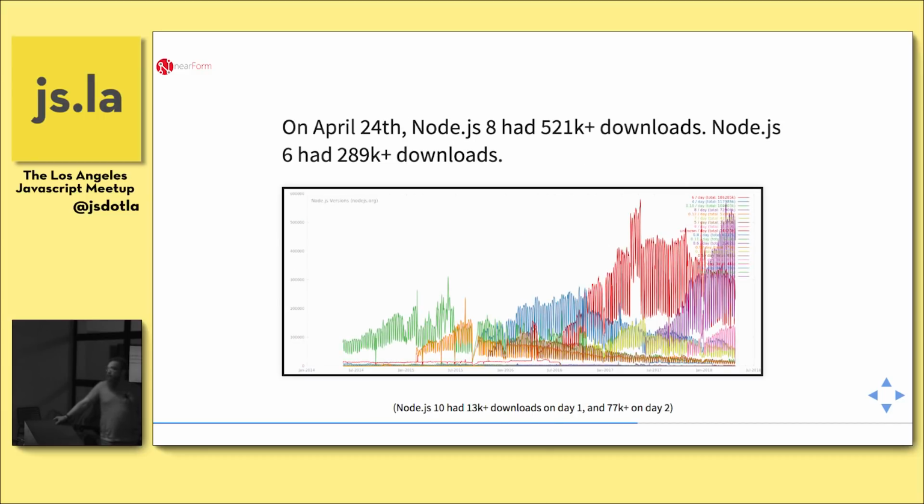But of those over a million, 500,000 were Node 8, which is what we want to see. 250,000 were Node 6. Node 10 on day 1 had 13,000 downloads. Day 2 had 77,000 downloads. So it's a lot of activity going on, but people are right where we need them to be, which is on Node 8. That's the one we want everybody to be focusing on.